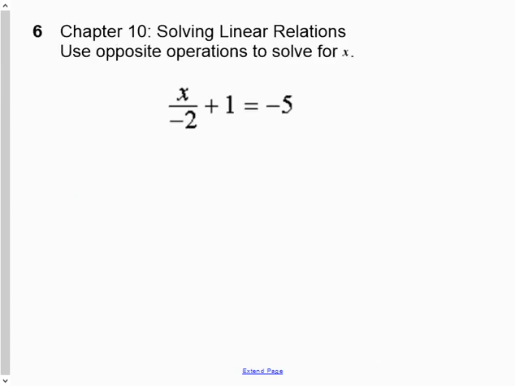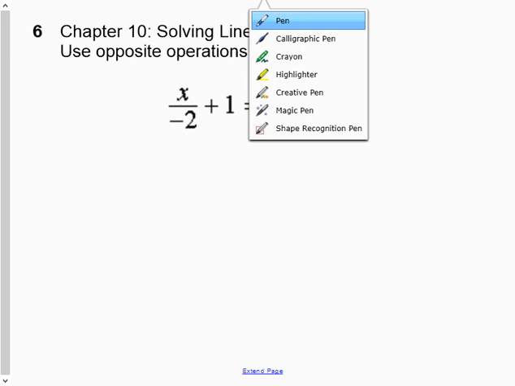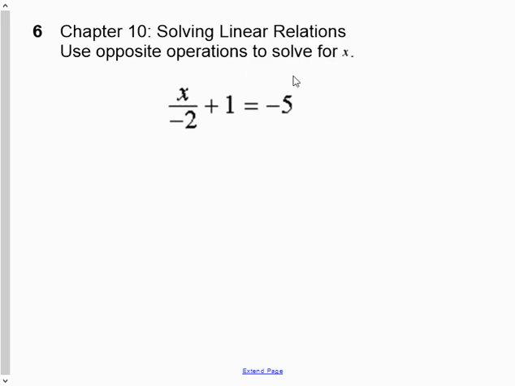Our second last question is our algebra question from chapter 10. And it says use opposite operations to solve for x. So what we've learned so far in grade 8, which will be different than grade 9, but in grade 7 and 8 you learned that when you isolate the variable, the easiest way to use opposite operations is to get rid of the constant first, and then after you're done, get rid of the coefficient second, right?